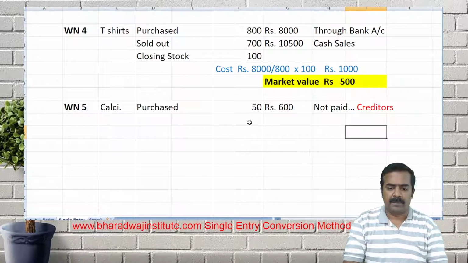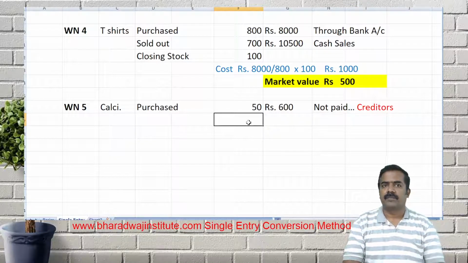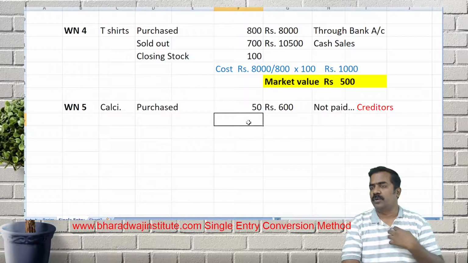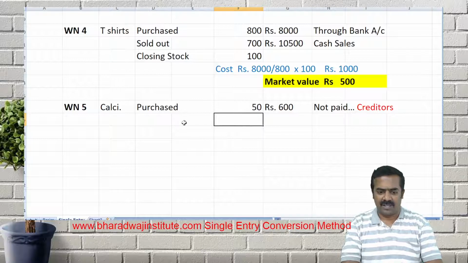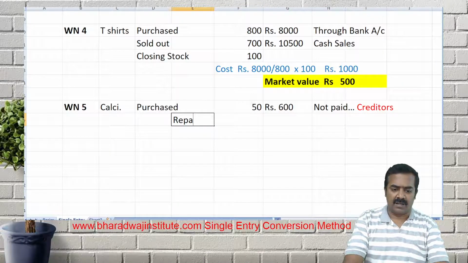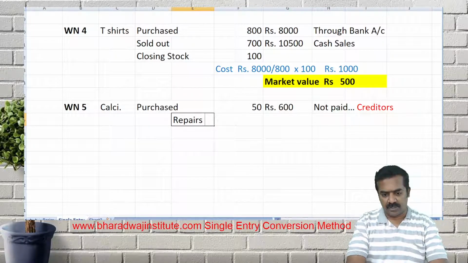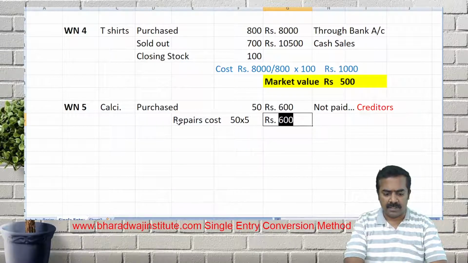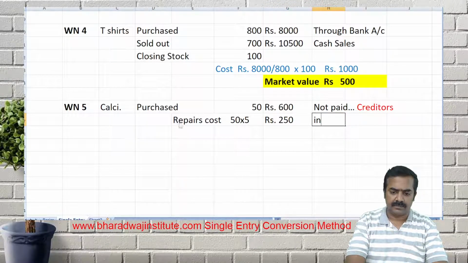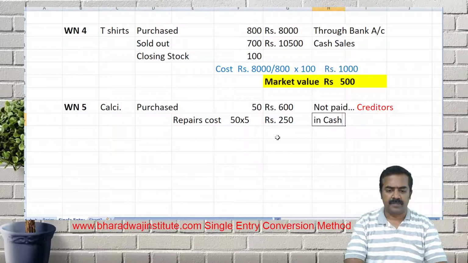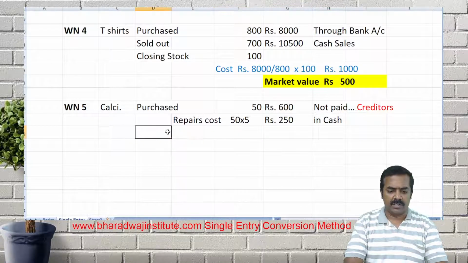Wait. Can you sell them as it is? No, we have to first do the repair work. Will you repair one by one or all the 50? All the 50 have to be repaired. So repair cost is also part of the cost of those goods. How much repair spend? 50 into 5 rupees. How much is it? Rupees 250. This will be paid in cash.